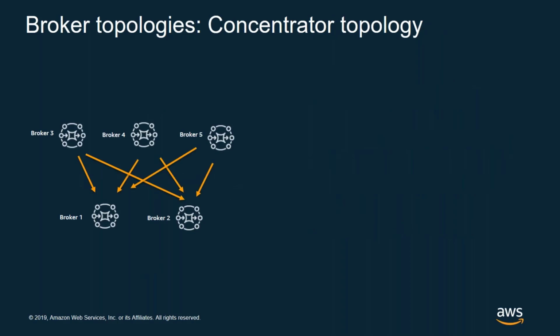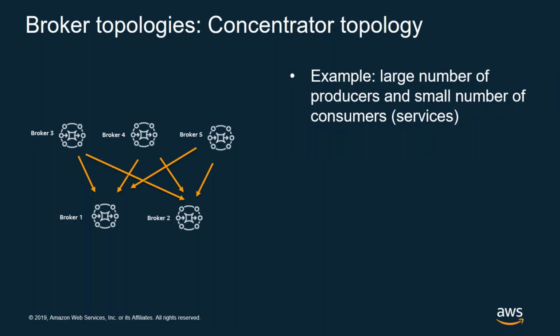The third one we look at here is something called Concentrator topology. If you have a large number of clients who may overwhelm a single broker, so imagine connecting to lots of devices or many users coming through different connections, you can consider deploying this concentrator topology. This is useful when you have a large number of producers going to a small number of consumers, or a small number of producers going to a large number of consumers, which would be in the opposite direction. In this example, we have a large number of producers going to a small number of consumers or services.